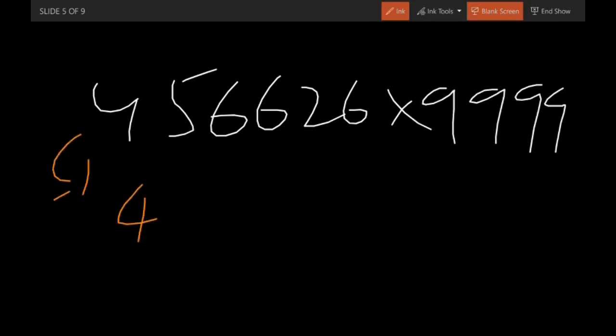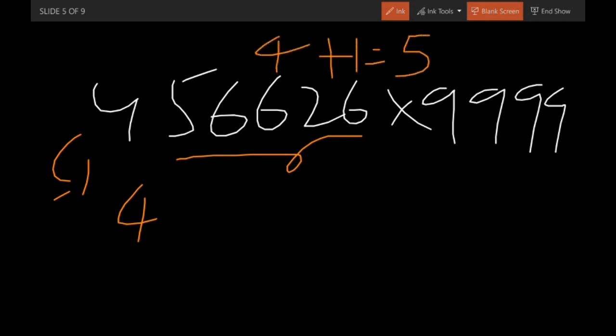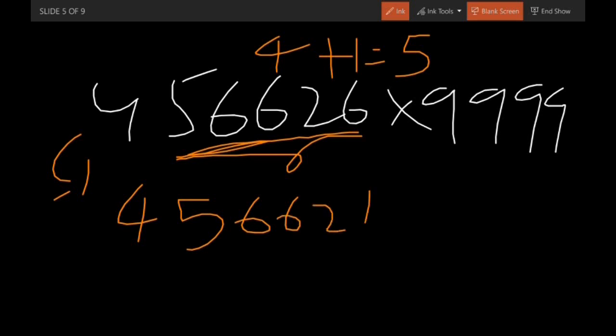4 as it is. Now the next step is that all the remaining numbers should be subtracted by 4 plus 1, like the first number plus 1, that is 5. So 56626 minus 5, we are going to get 56621. So it's just simple, right?